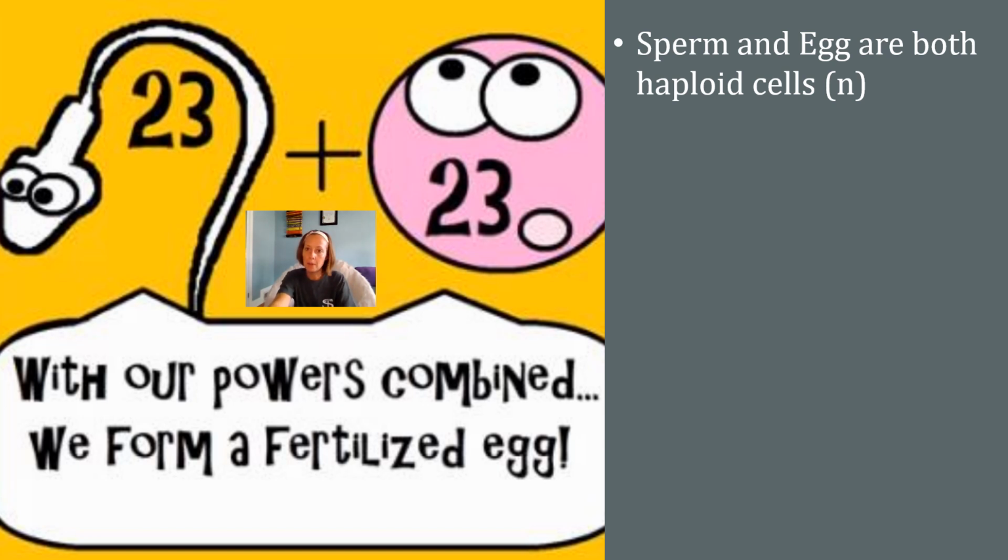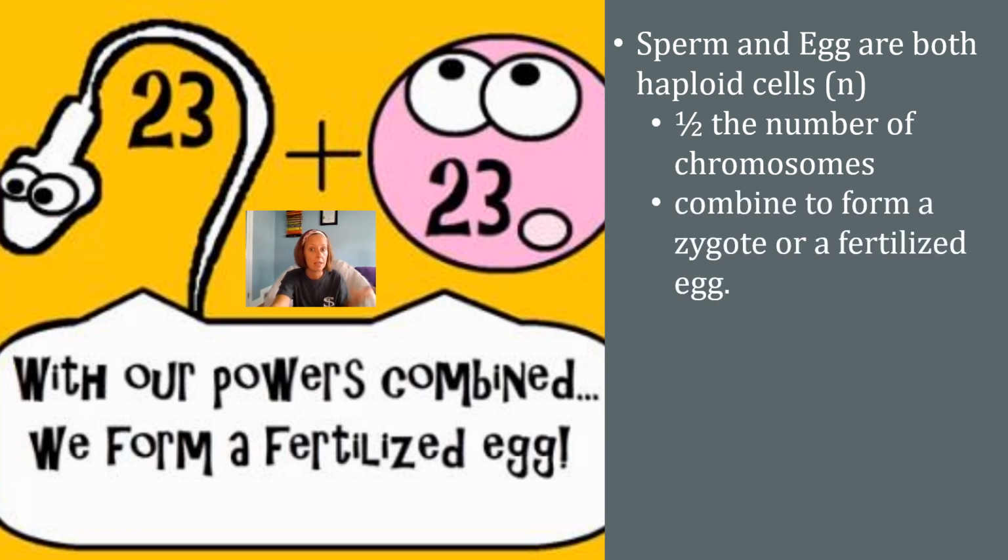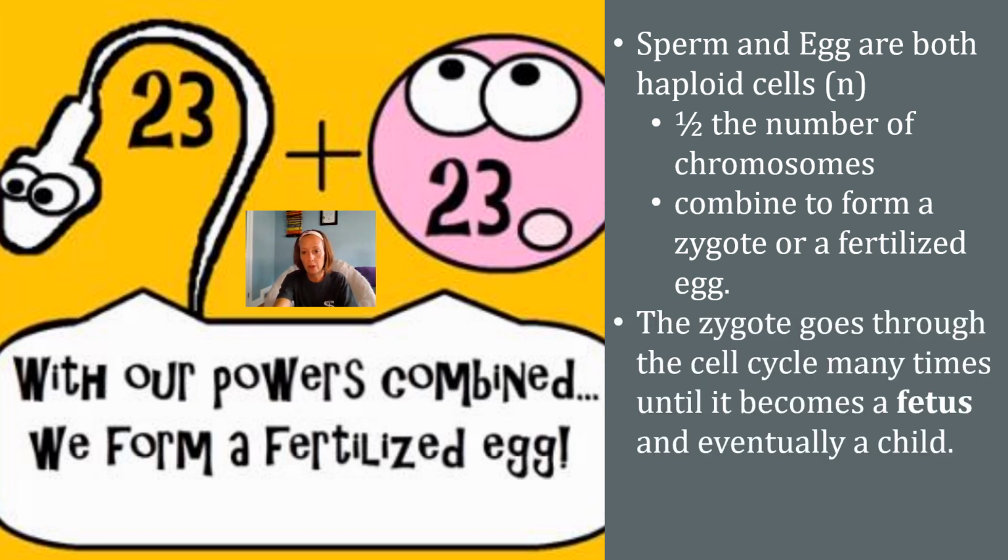So both sperm and egg are haploid cells. Sometimes it's shown as just an N. That's what it means. It has half the number. So these cells then go through the cell cycle repeatedly until it becomes a fetus and eventually a child. So therefore, every chromosome you got from your mom has a matching chromosome that they got from their dad, which ends up making a homologous pair. We'll talk about those in the next slide. And then together, all those chromosomes make a diploid cell, which has the full number of chromosomes. And it's no longer called N, it's now called 2N, because it's got the full number.